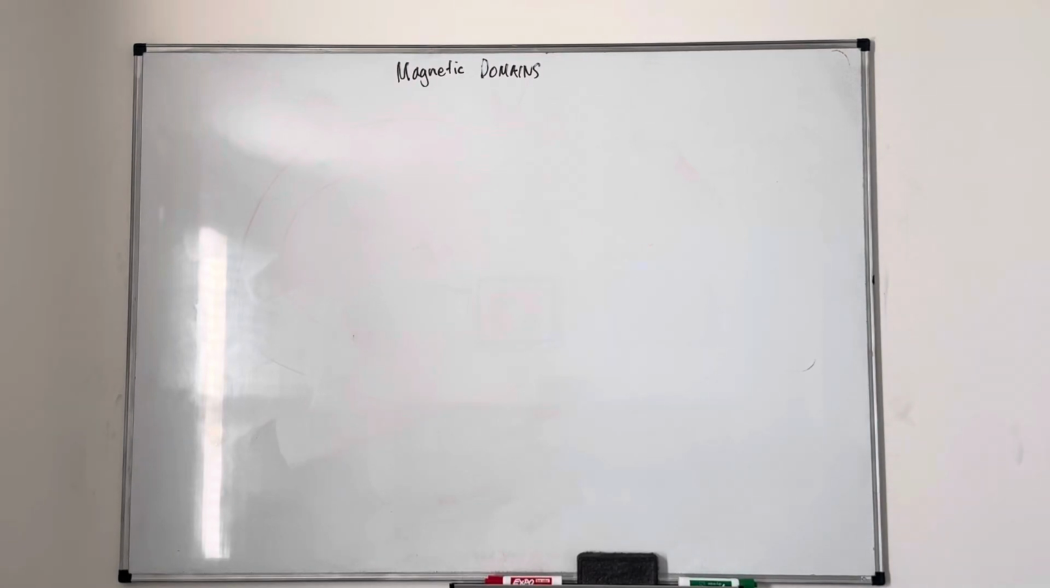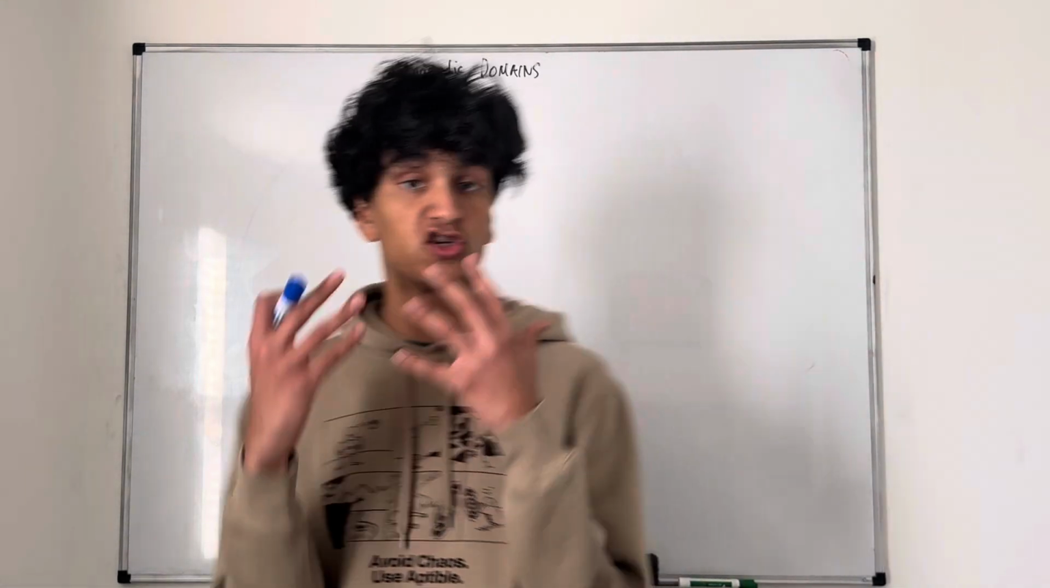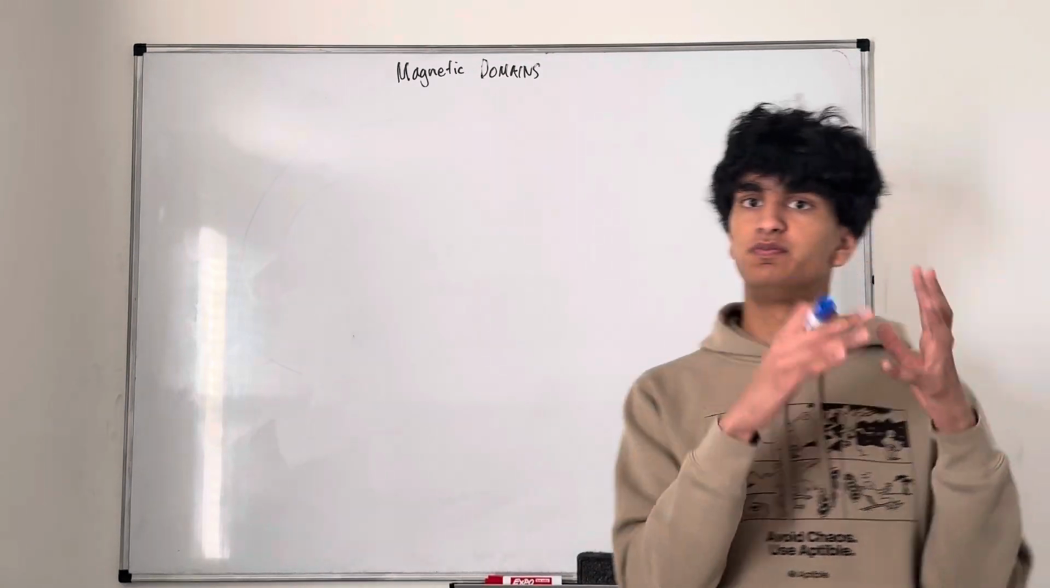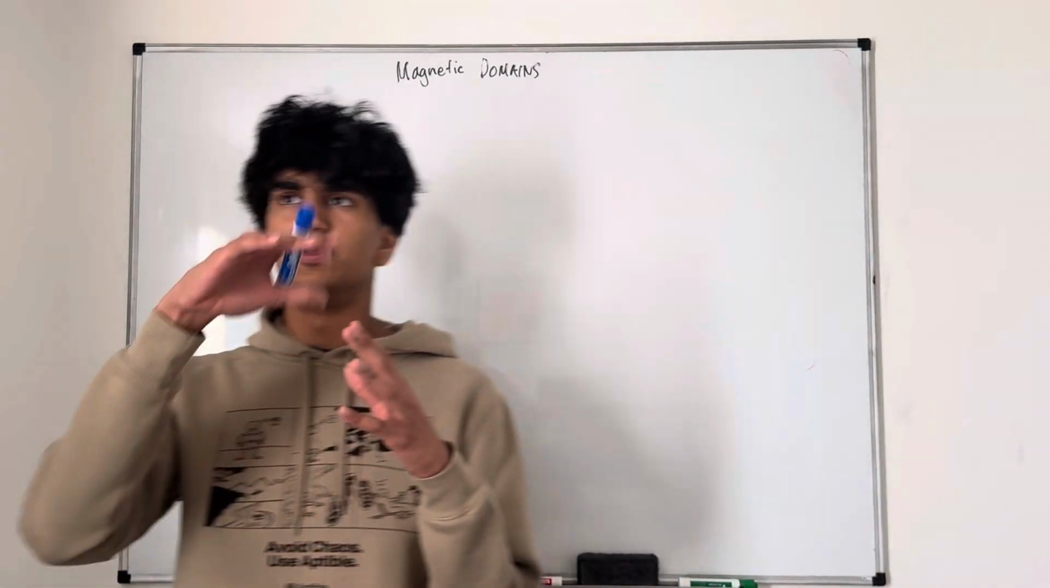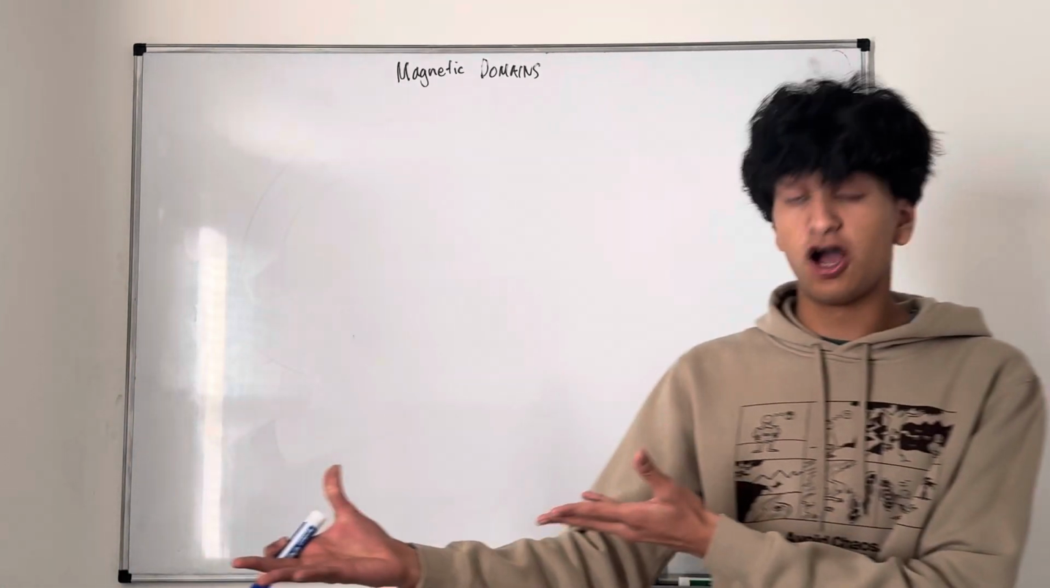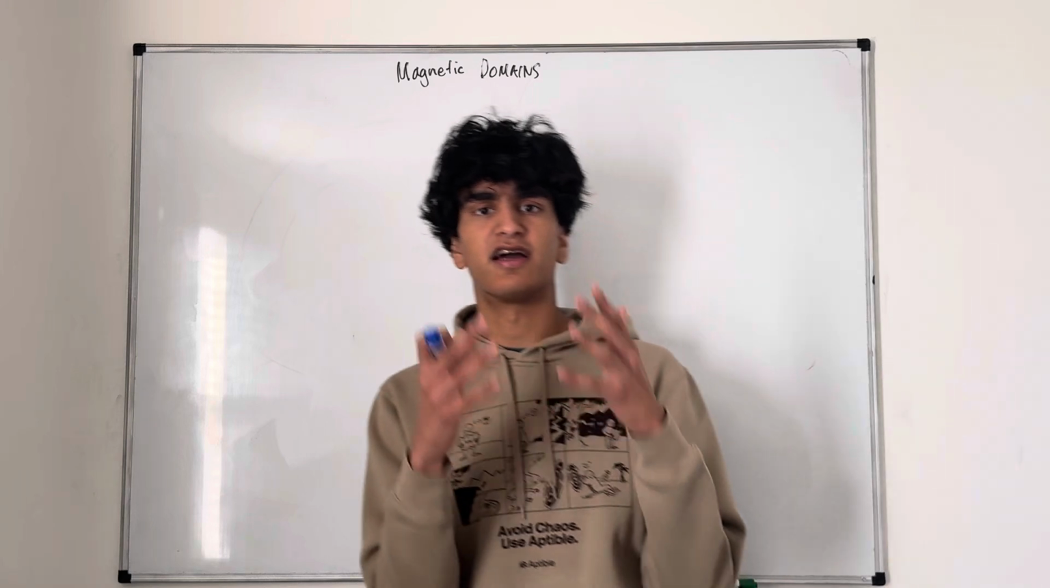In AP Physics 2, we just learned that current can create magnetic fields. So if you think about the equation, B equals mu naught I over 2 pi r, it's just a way to mathematically show that current can create magnetic fields.